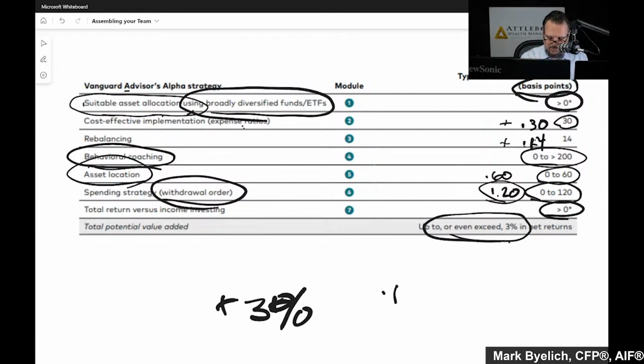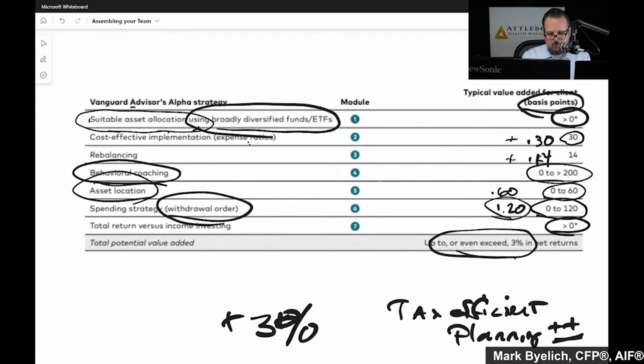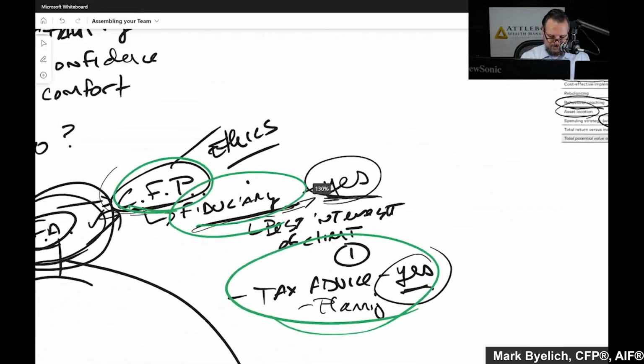What they don't talk about is tax efficient planning. And I'd love to get a quantification on that because that's just a huge number, well above that. So for you do-it-yourselfers out there, just consider these things. And if you're working with somebody that's only doing this suitable asset allocation using broadly diversified ETFs, it's not adding any value to your situation. You want good tax efficient planning. You want true financial planning, comprehensive planning. Anybody who's been through our financial planning process cannot argue that it's not comprehensive, for sure.